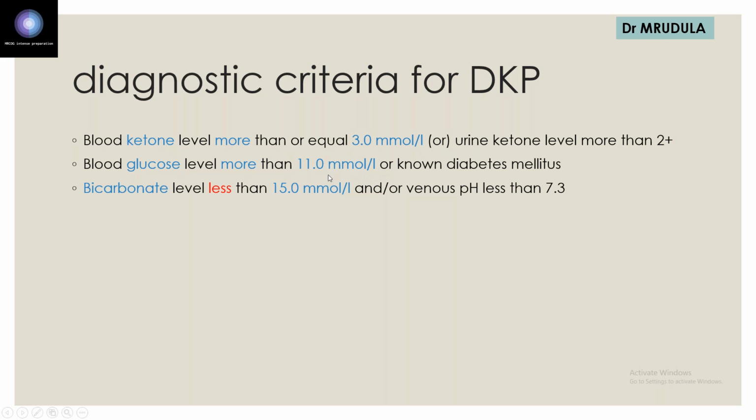Now in India we are used to milligram per dl, correct? We are used to sugar values in milligram per dl, and we usually get confused with millimole. So just remember this multiplying factor, it is 18. Okay, the converting factor is 18. So 11 into 18 becomes almost 200, 198. So blood glucose more than 200 is what you should remember, and in millimoles it comes as 11 millimole per liter. Bicarbonate level less than 15 millimole per liter, or venous pH less than 7.3.